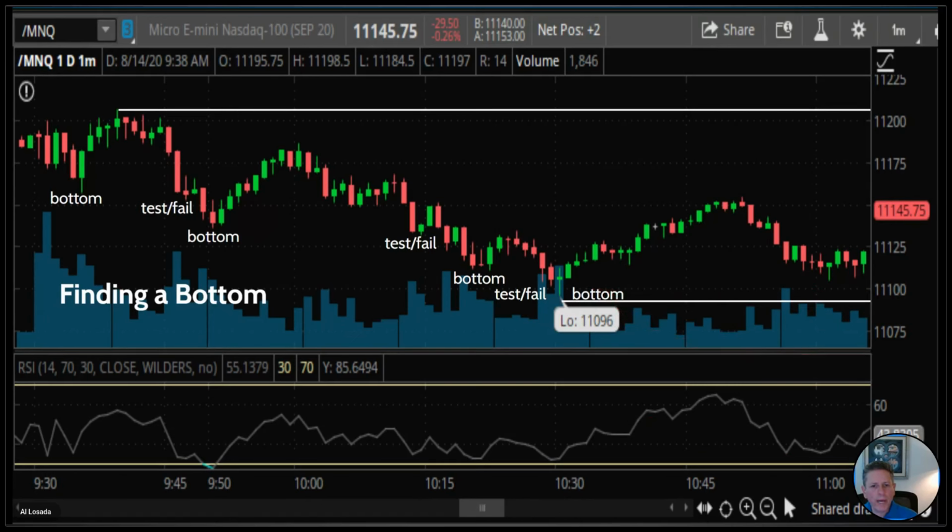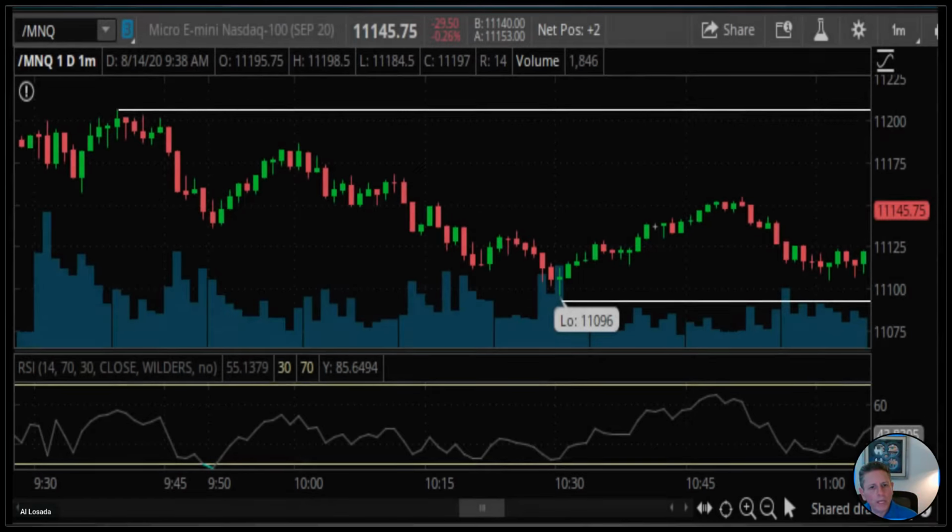So we have that bottom now. Test reversal. Now we have a test here because it didn't hit another bottom, and now the market is starting to go up. Let's see what happened here. This is where you want to enter that trade, which is right around here. That's where you want to enter the trade, and then your stop loss would be in this area here.